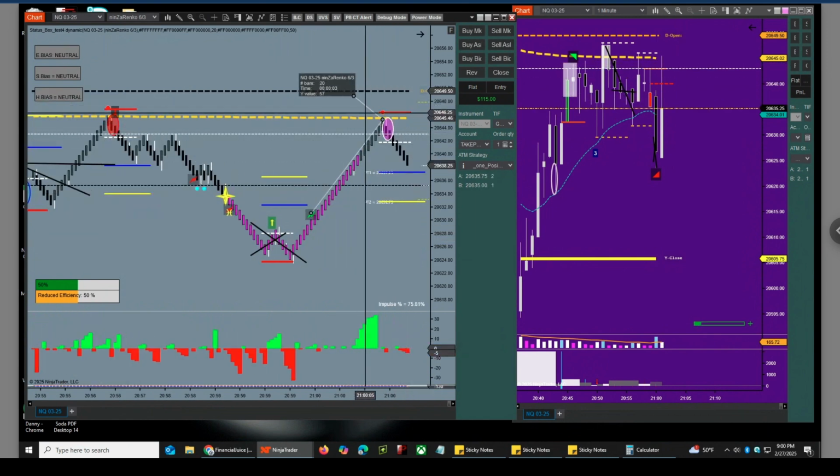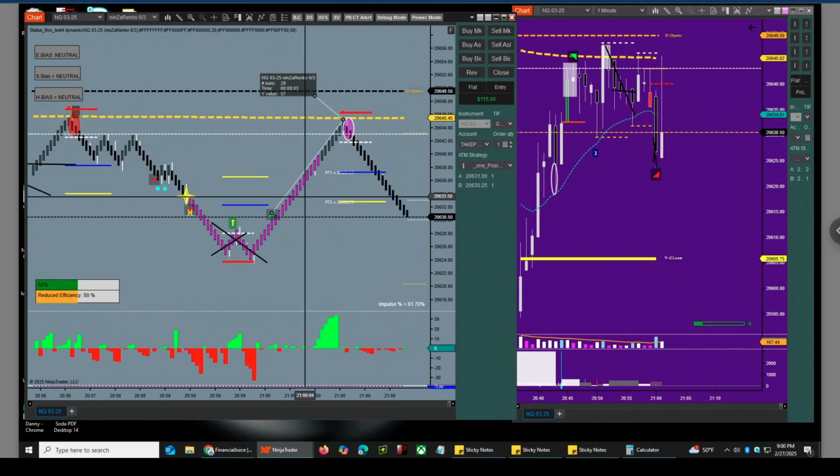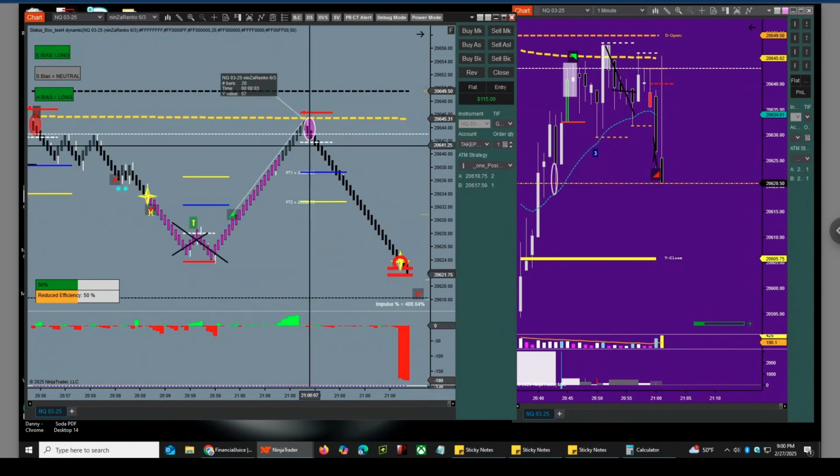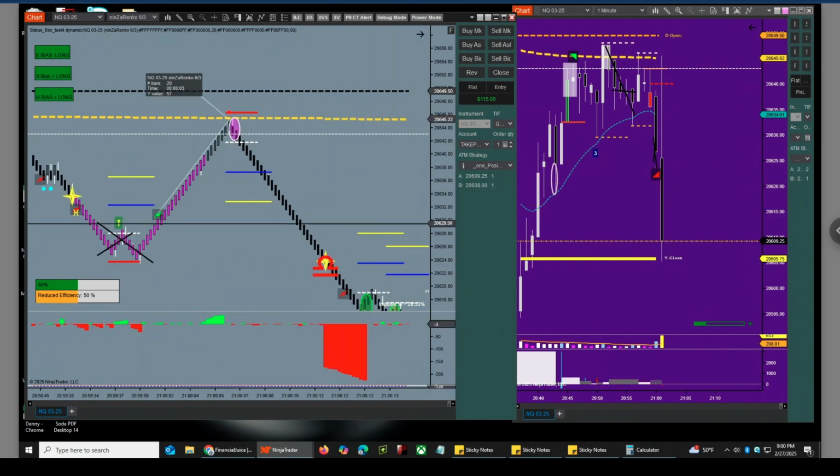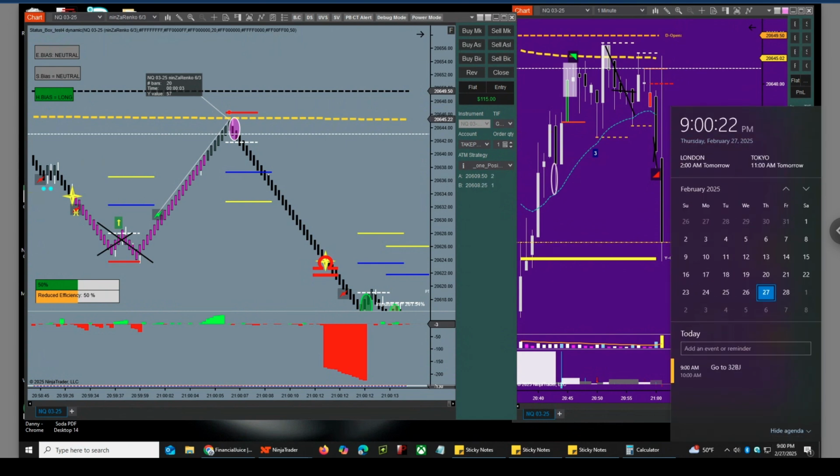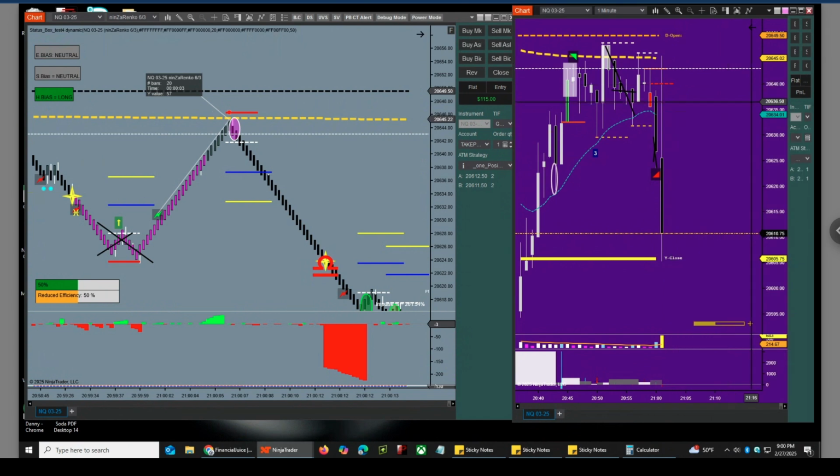Gosh darn, I love this system. The market is shooting up and down. As you can see, it's flying. It's nothing to freak out about. It's 9 p.m. Okay? What time is that in Tokyo? That's 11 a.m. I forgot what time it is. But 9 p.m. is an important hour in the Asian session.